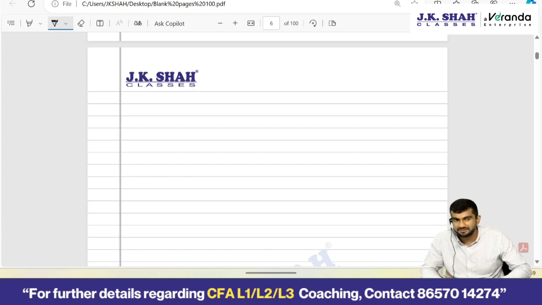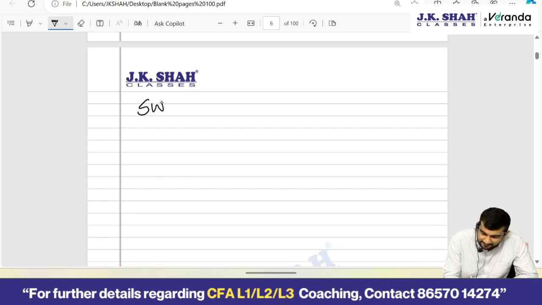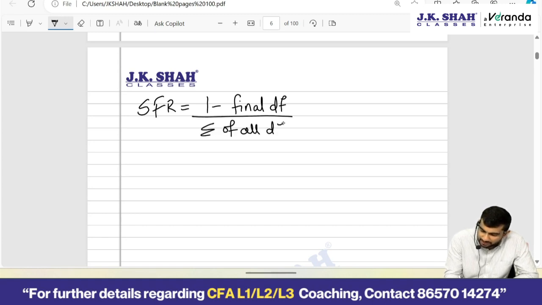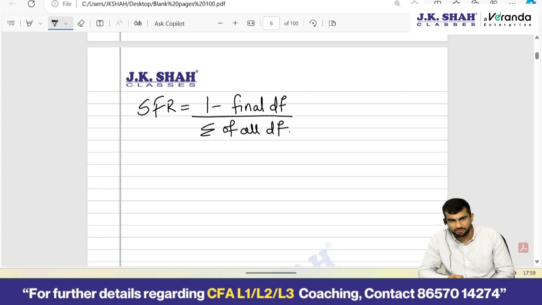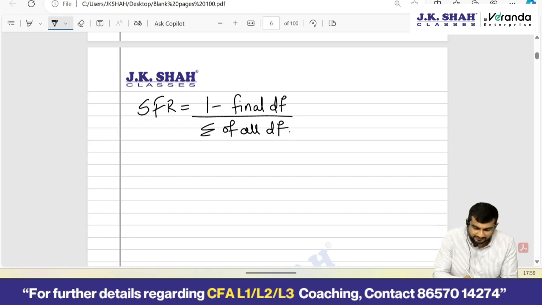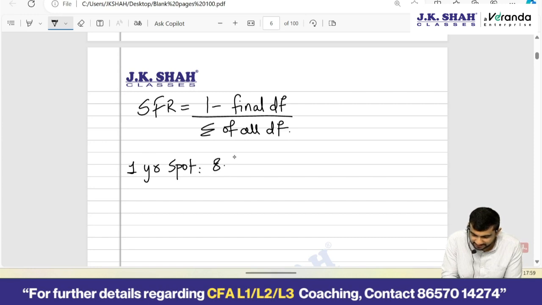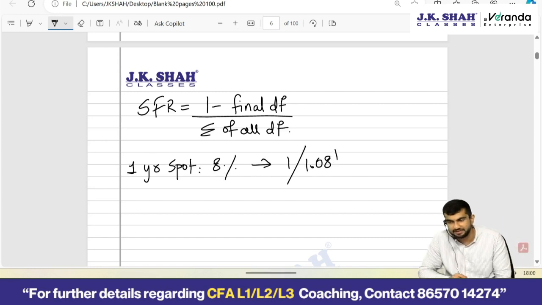The shortcut method which I had given you to find out the swap fixed rate, if you remember, SFR is swap fixed rate, 1 minus final discounting factor upon summation of all discounting factors. Now how to calculate discounting factors, that we already know. That's a basic thing. So if the 1 year spot rate is 8%, so discounting factor will be 1 divided by 1.08 to the power 1. Remember that?